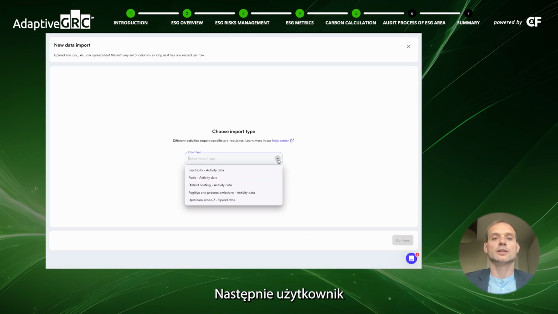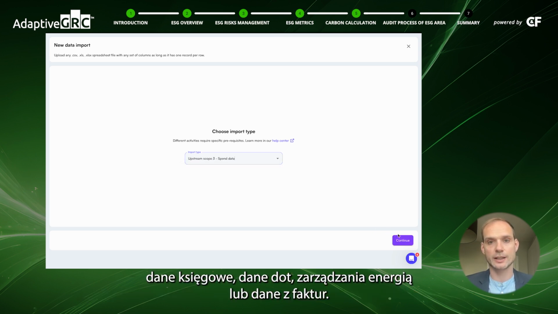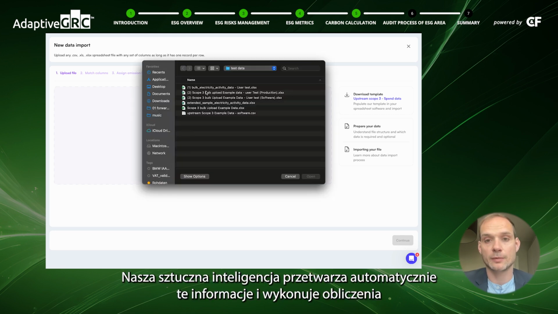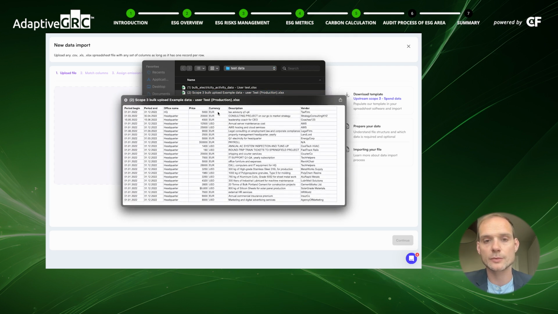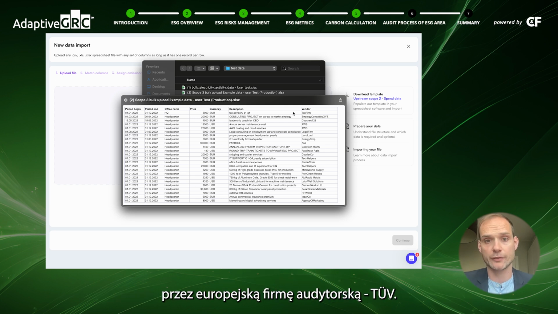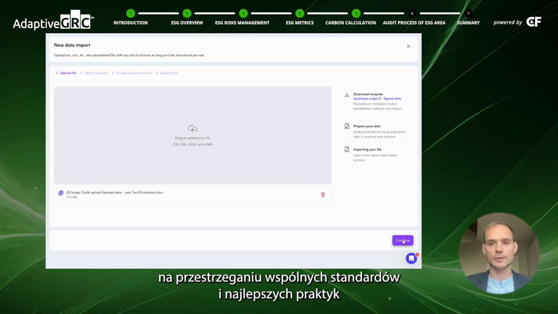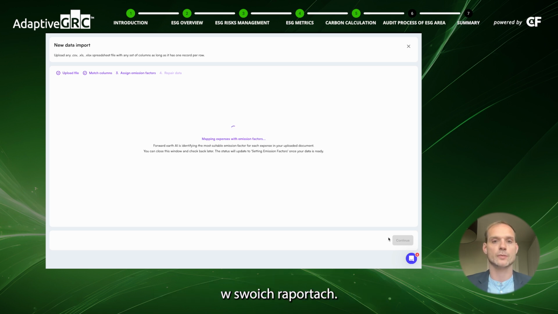Then, the user can provide their data via uploads or integrations such as ERP, accounting, energy management, or invoice data. Our AI automatically processes this information and calculates the implied carbon emissions according to common standards. Our methodology is certified to the Greenhouse Gas Protocol by European auditing firm TÜV. We put a strong emphasis on following common standards and best practices to ensure that our customers can use the results without any doubt in their reporting.